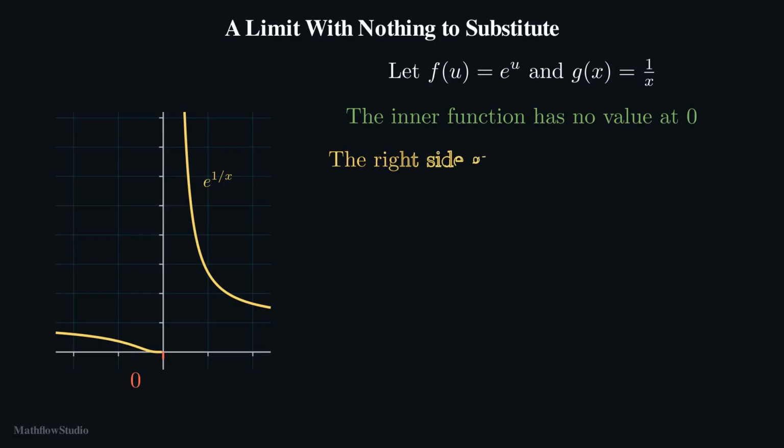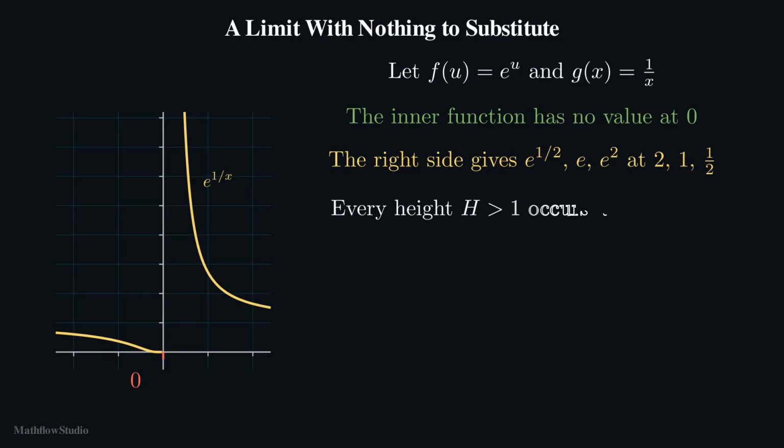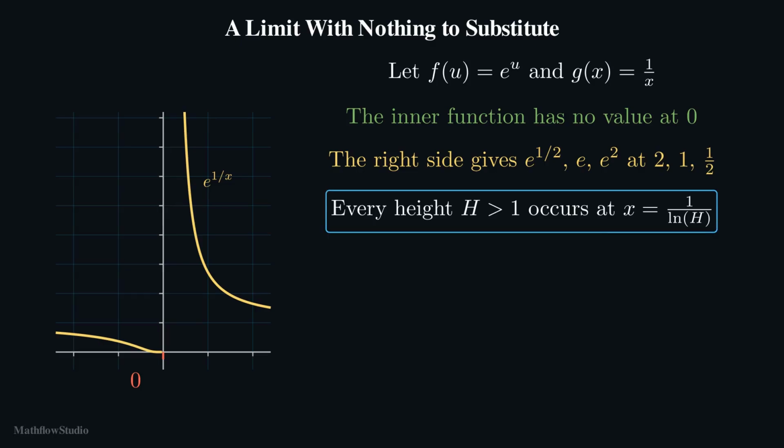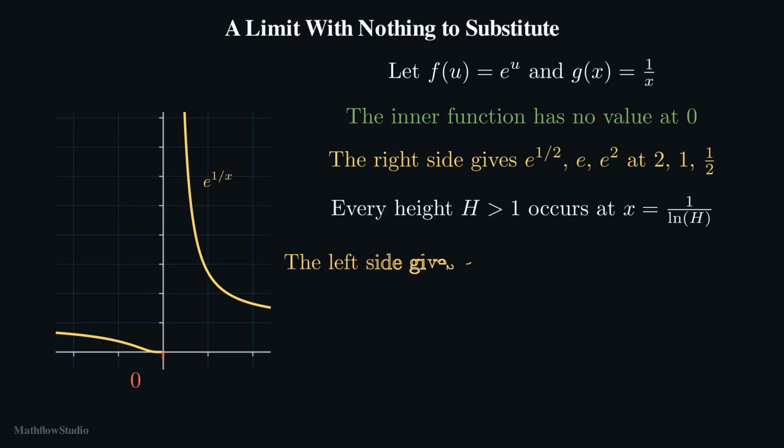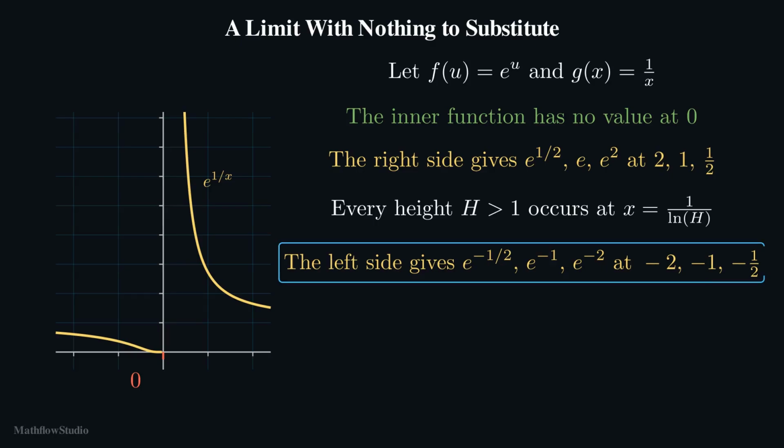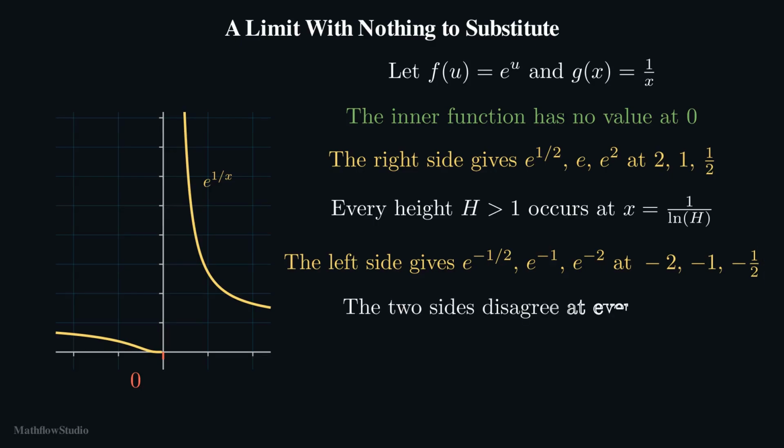On the right, the value climbs from e to the 1/2, up to e, and then to e squared. Every height above 1 is reached at the input given by the reciprocal of its logarithm, so the right side grows without bound. On the negative side, the same three inputs give the reciprocals of those numbers, which fall towards 0. The two sides disagree at every stage, so the composition has no limit at 0.